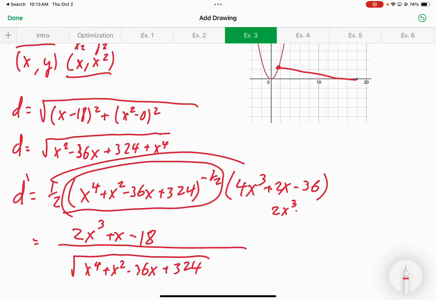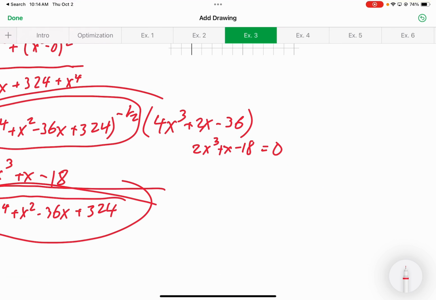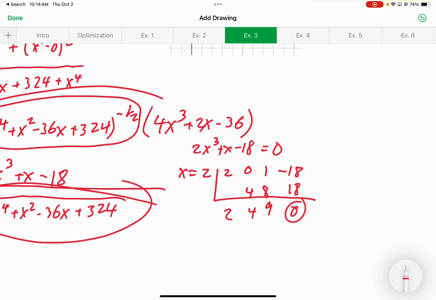So 2x cubed plus x minus 18. Because again, the denominator is the same as my distance. I don't care when that equals 0. I want to know when this equals 0. Now, unfortunately, this isn't a quadratic. It's a cubic. So I can't just factor or use the quadratic formula. What do I have to do? Very good, synthetic division. So you would do it with 2, and you would find that it works out nicely. 2, 4, 9, 18, 0. Boom. So you get x minus 2, or x equals 2, as one of your factors.